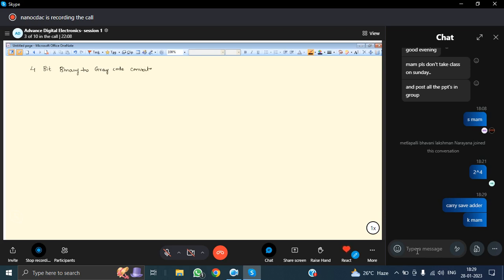Binary to gray code converter. Okay, how do you design this 4-bit binary to gray code converter?